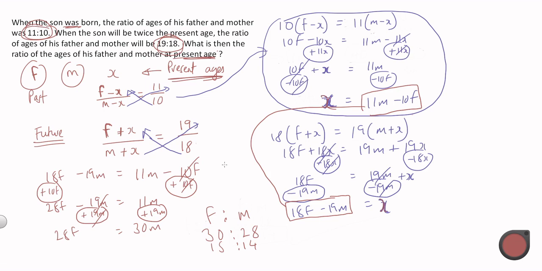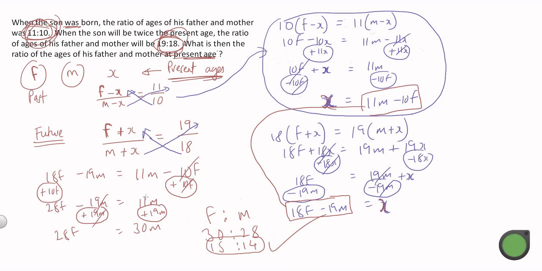Just remember this, the father's age is always more than the mother's age. You can see here, over here, and even here. This is the answer for the ratio of father to mother's age at the present age.